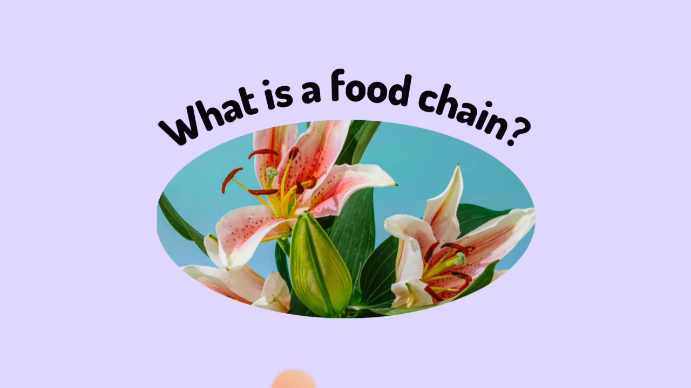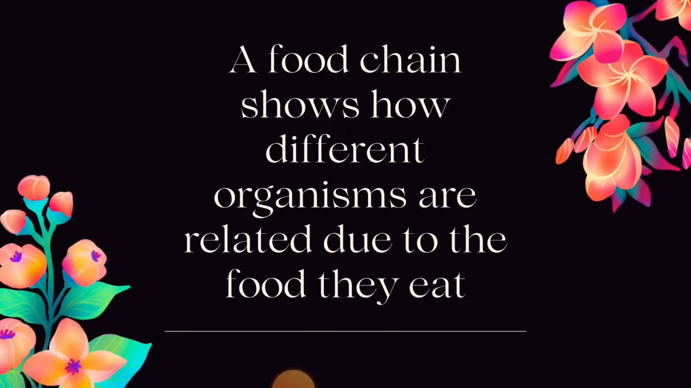True or false? Now this one is food chain, food. Okay, now you are linking one food to another food to another food. Exactly, that is what it's about. So a food chain shows how different organisms are related due to the food they eat. One food is being linked to another food, that food is linked to another food, just like that. You might be wondering how food is being linked.